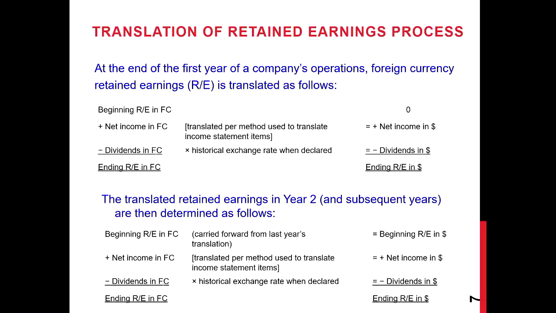We'll continue. When you first start the business, you have beginning retained earnings of 0, you have net income, you subtract dividends. This is how you get your dollar retained earnings. So the first year's ending balance will be the second year's beginning balance. Again, second year's net income, whether you follow the temporal or current rate, will follow the chart. We'll convert dividends. By the way, what rate do we use for dividends, temporal or current? Historical. Yes. Stockholders' equity: what are the three parts of stockholders' equity?